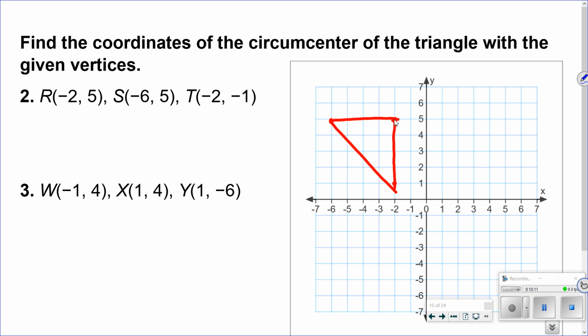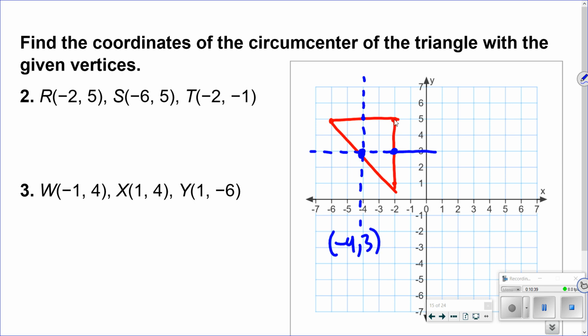So I'm going to come up here. This goes from, let's see, 1 to 5, so halfway would be 3. And then my perpendicular bisector has to be perpendicular, so it has to be a horizontal line. This one goes from negative 2 to negative 6, so the halfway would be negative 4. Okay. And where those two cross right there is the circumcenter. So that point is negative 4, 3.